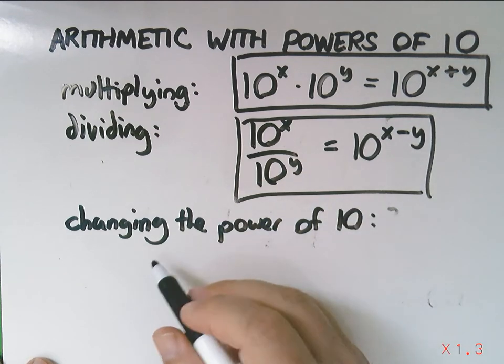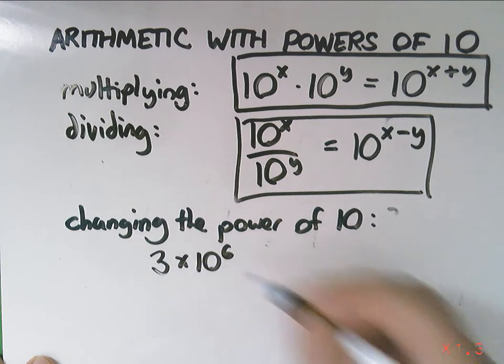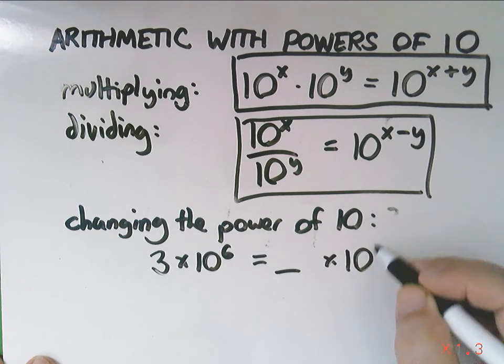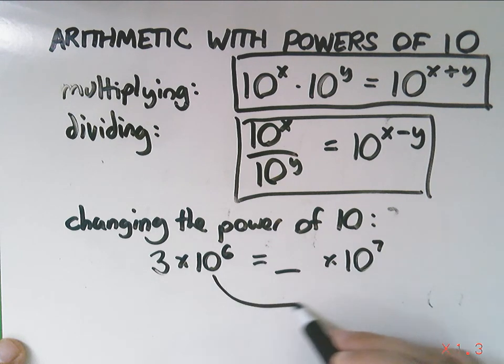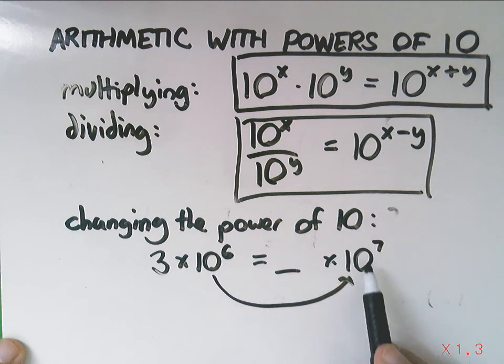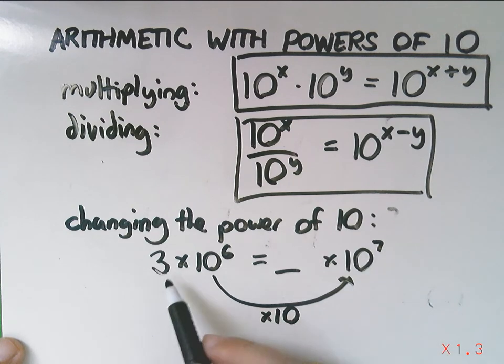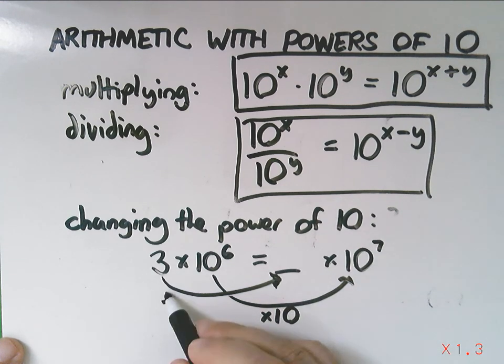So suppose I have a number that looks like this. And I want to make it something times 10 to the 7th. So I want to change the size of the exponent. Now what did I do here? If I go from here to here, I made this number bigger. I multiplied by 10. So to keep the number the same size, I'm going to have to divide by 10.